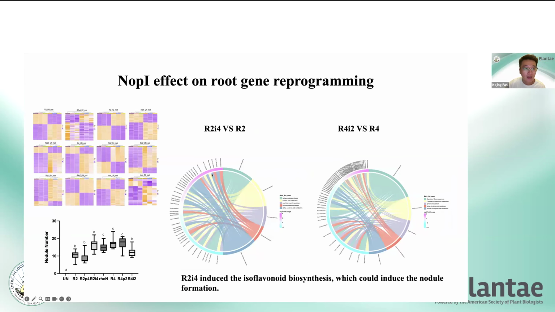Then we checked the NOP-I effect on root gene reprogramming. So we first identified the differentially expressed genes and used these DE genes to do the KEGG analysis. We found that when R2R4 was compared to the R2 wild type, the differentially expressed genes were significantly enriched in the isoflavonoid biosynthesis pathway. As I mentioned before, the isoflavonoid is released by the soybean root hair to attract rhizobia. So this will help to increase nodule formation. And our conclusion here is that R2R4 induces isoflavonoid biosynthesis, which could induce nodule formation.